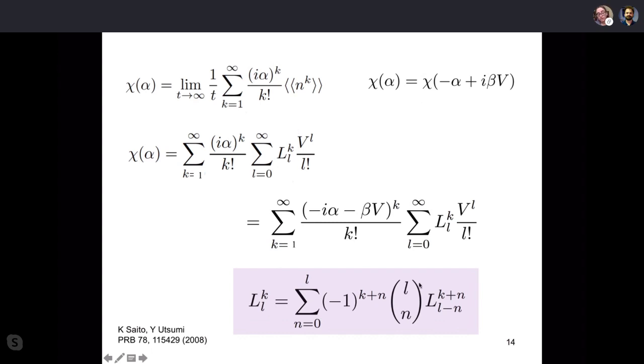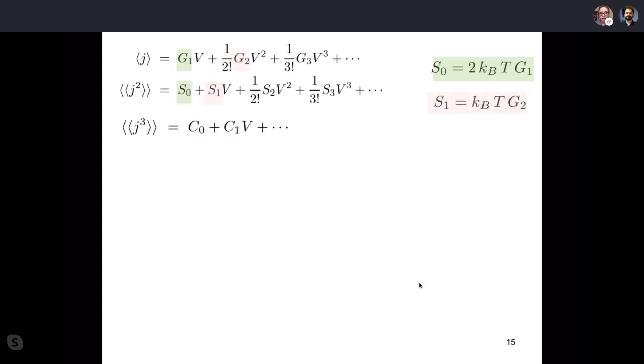As you can see, these relationships really come from the exchange fluctuation relation. So I'm back with these two. They are just the first two relationships. But as I've said, in fact, you can continue in this manner and derive many, many more relationships. For example, C1, which corresponds to skewness, is related to S2 and G3. And that's going to be important for our discussion. C0 is actually 0.